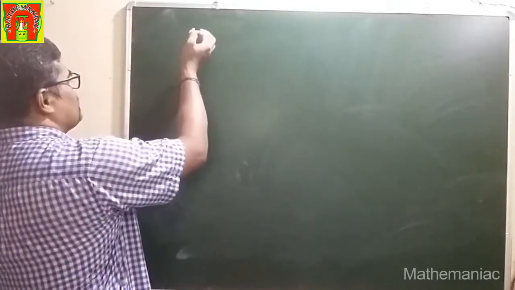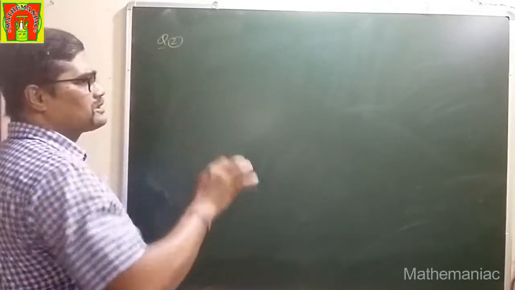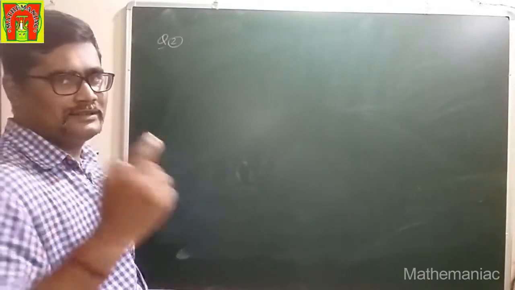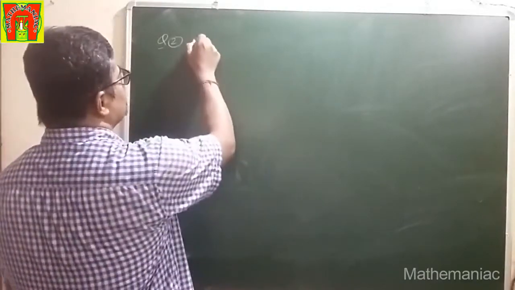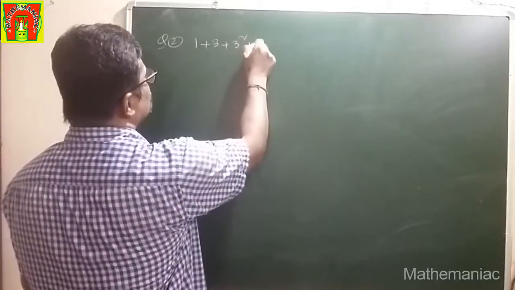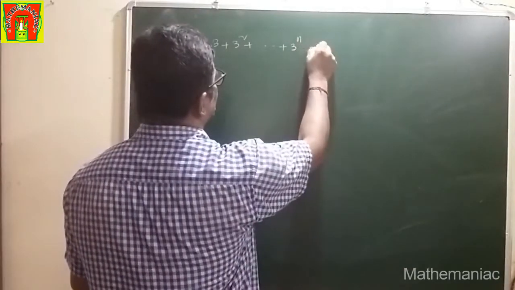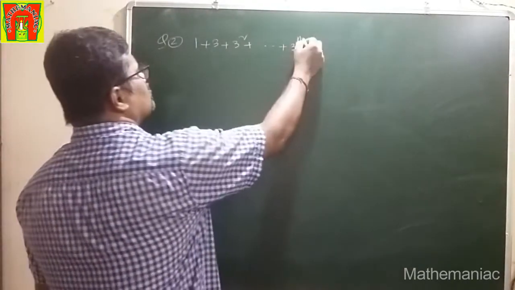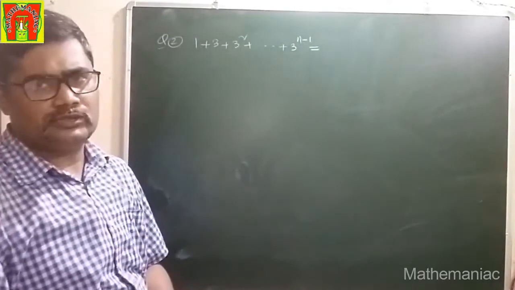Okay. So question number 2. This time I'll not write anything about detail, just the expressions. Say you would like to prove this. 1 plus 3 plus 3 square, like this, 3 to the power n minus 1, let me make. This is a GP, geometric progression.